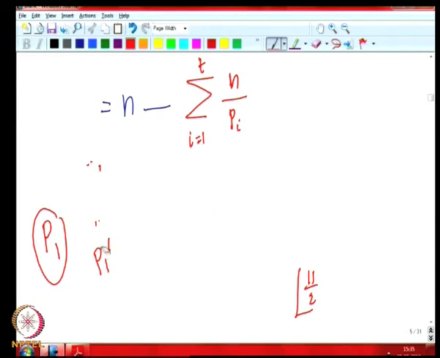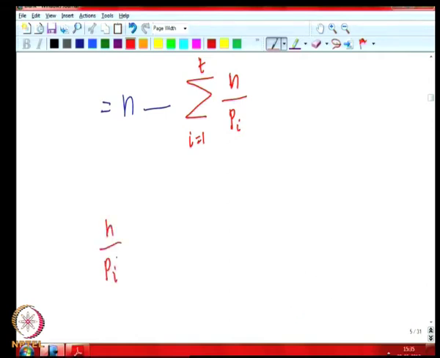So, what does it mean to say that the property Hi is satisfied? It means the number is divisible by prime Pi, right. So, there will be n by Pi of them, and similarly there will be n by Pj numbers which are divisible by Pj.